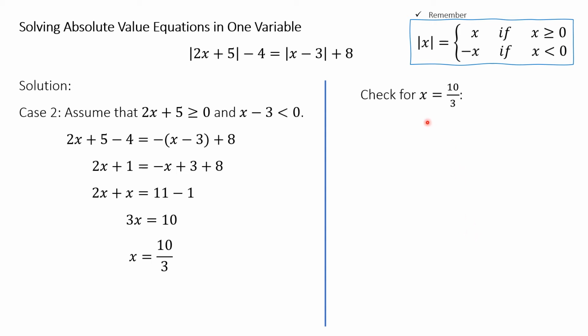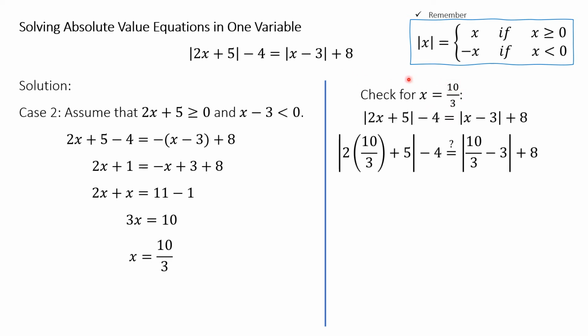So let's check for x equals 10 over 3. Substituting this value in the equation, we'll have the absolute value of 2 times 10 over 3 plus 5 minus 4. Is this equal to the absolute value of 10 over 3 minus 3 plus 8?